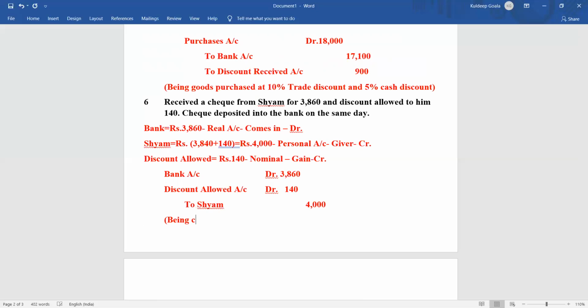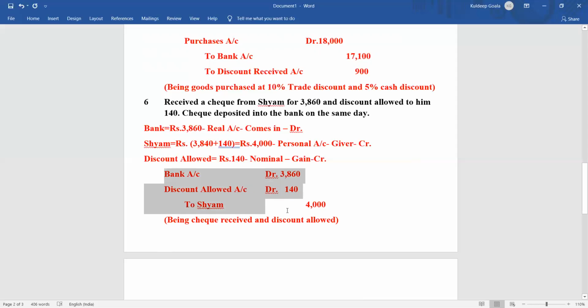cash, being cheque received and discount allowed. Okay, being cheque received and discount allowed. Okay, now you can refer to this particular transaction.